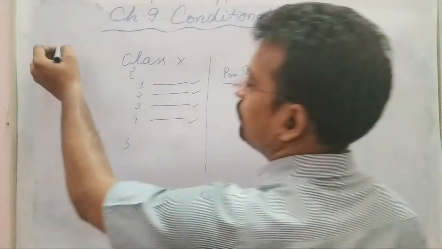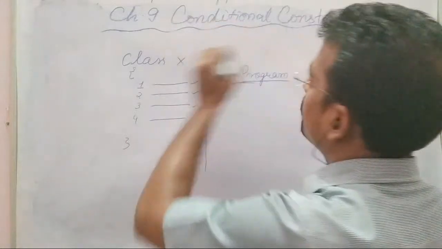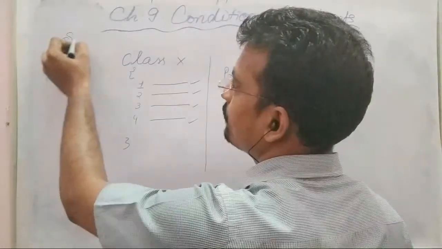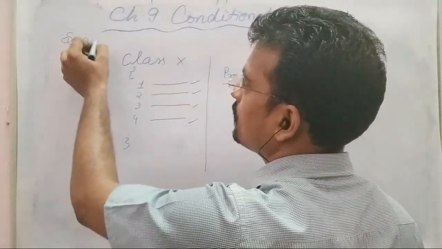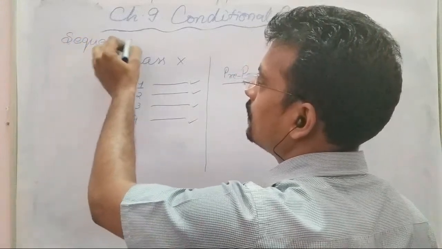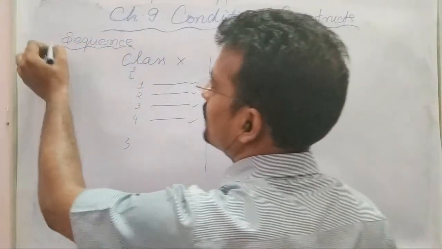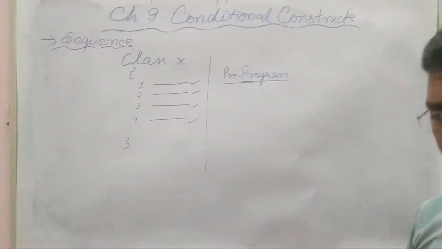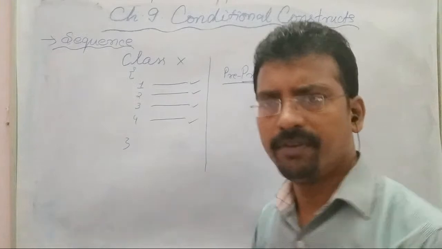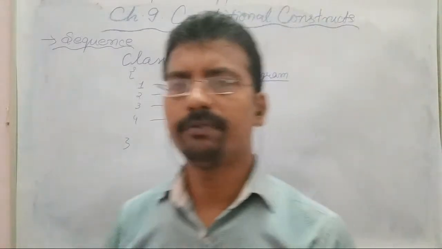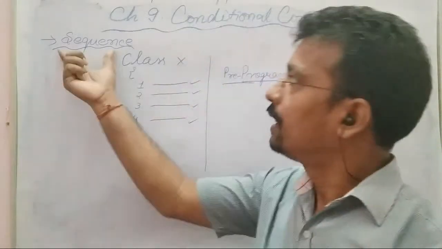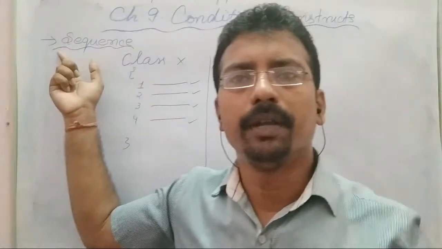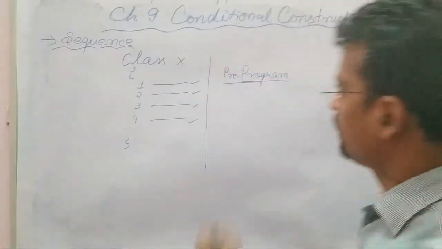This is one kind of, you can say, we are discussing conditional constructs. So this kind of construct or this kind of procedure is called sequential or sequence construct. Construct means making a program, developing a program, the method of developing a program. Sequence means following a particular sequence. I show you one example.